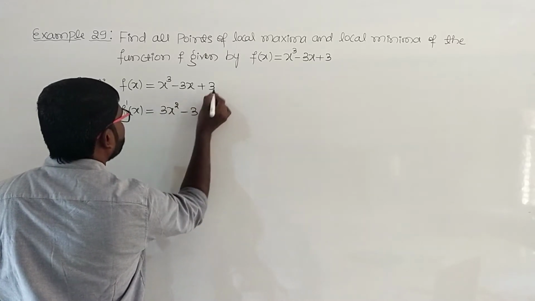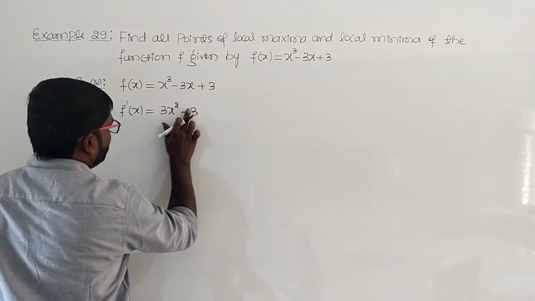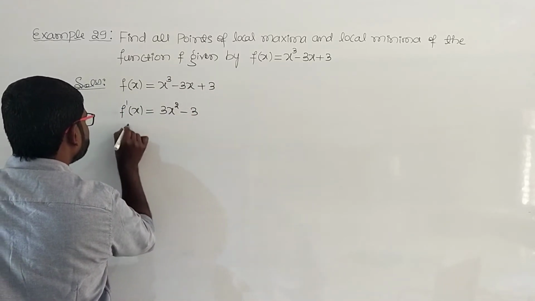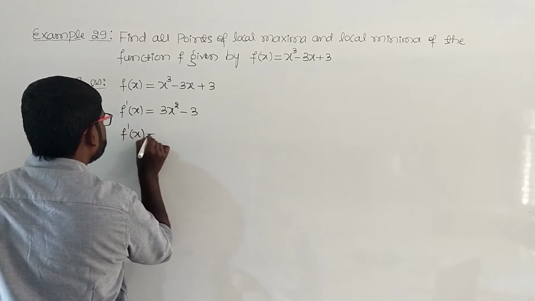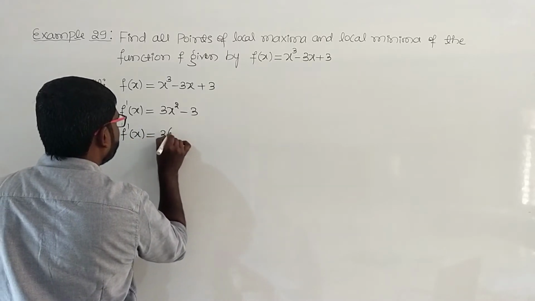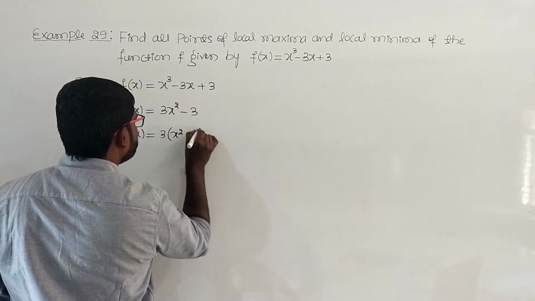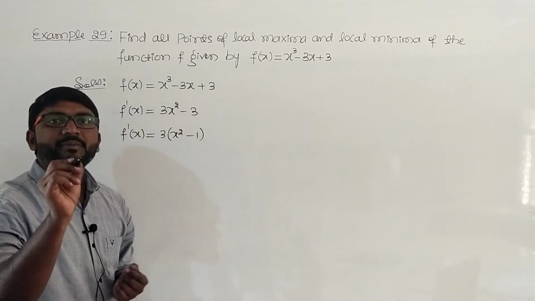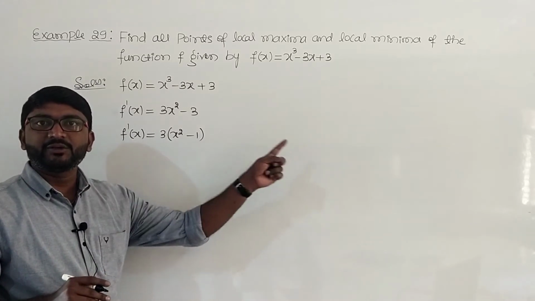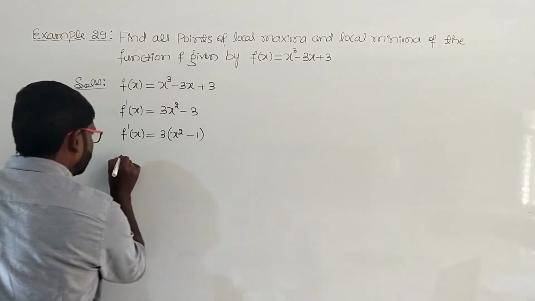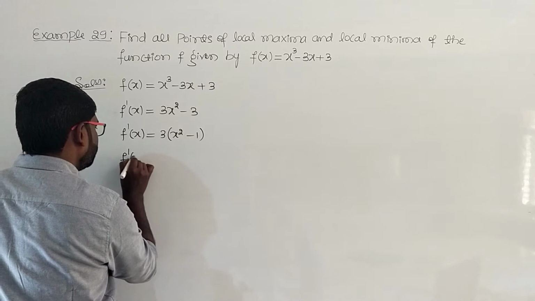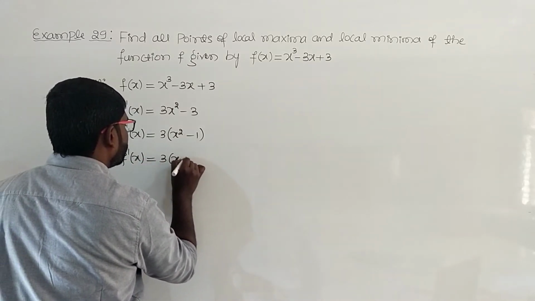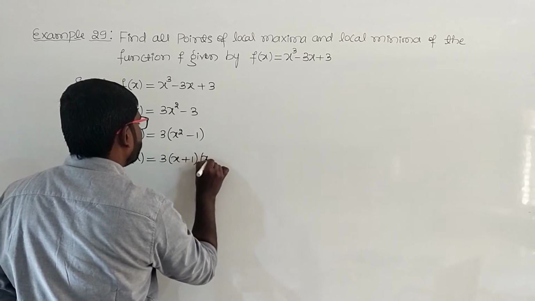The derivative of the constant will be 0. Now I take 3 common here. f dash of x equals 3 times x square minus 1. How do you write x square minus 1? It is x plus 1 into x minus 1. So f dash of x equals 3 times x plus 1 into x minus 1.